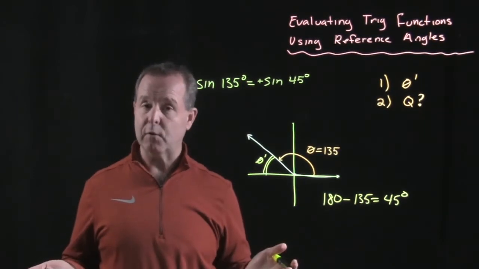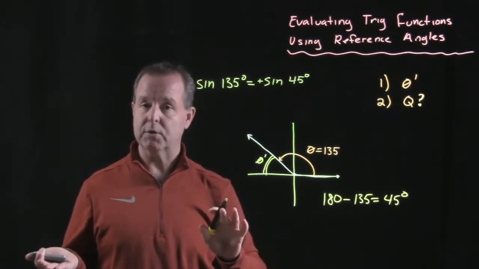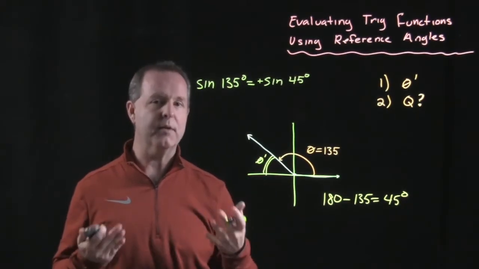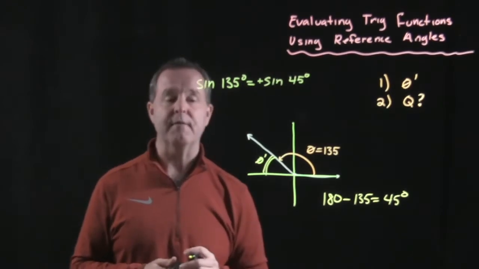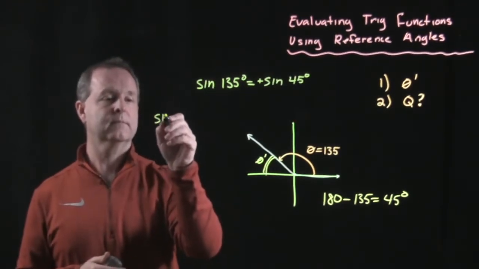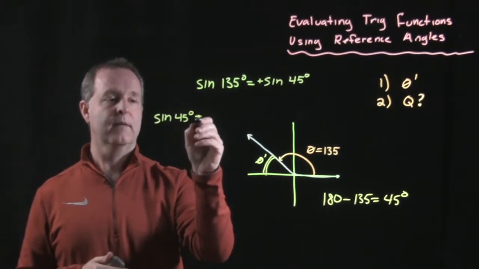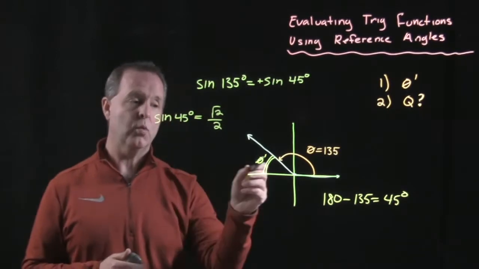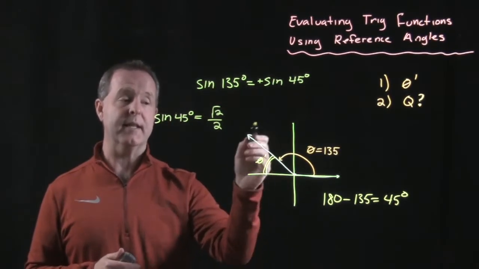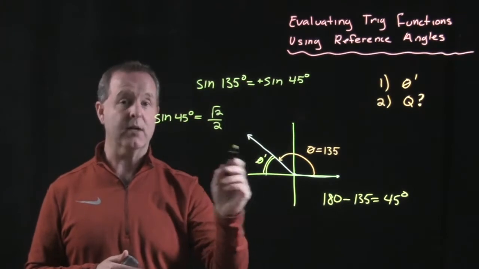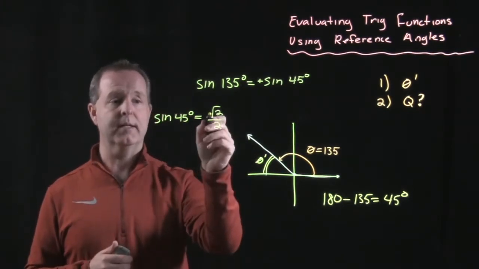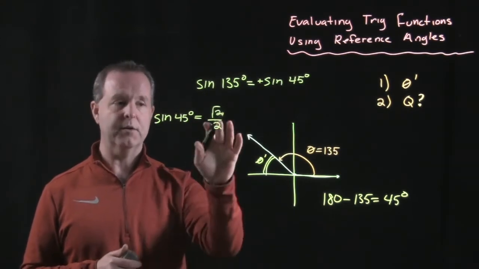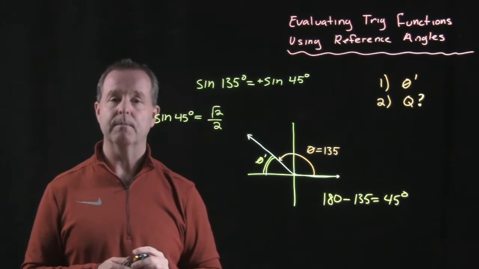So do you remember what the sine of 45 degrees was? That was one of our special triangles. 30, 45, and 60 degree angles are going to pop up all the time. And so we remember that the sine of 45 degrees equaled root 2 over 2. And because we know that 135 degrees is in the second quadrant, and sines are positive in the second quadrant, I know then that my value is root 2 over 2. There's no negative here. The value is root 2 over 2.